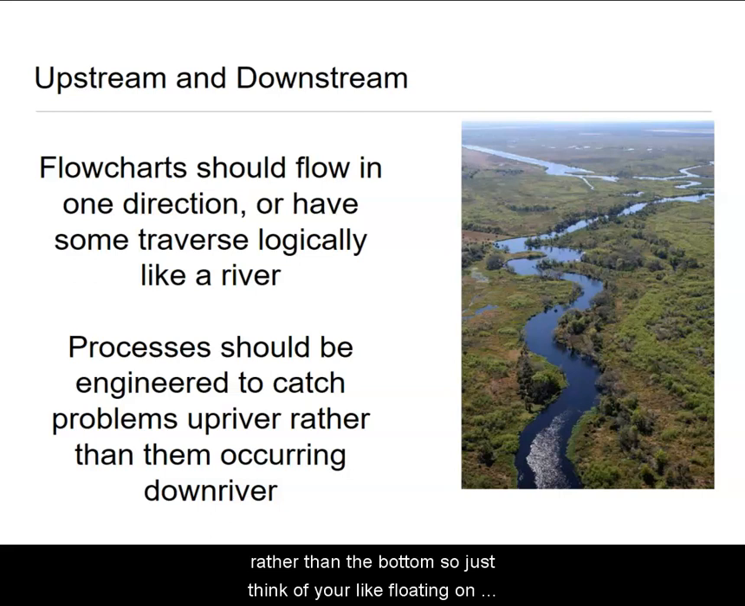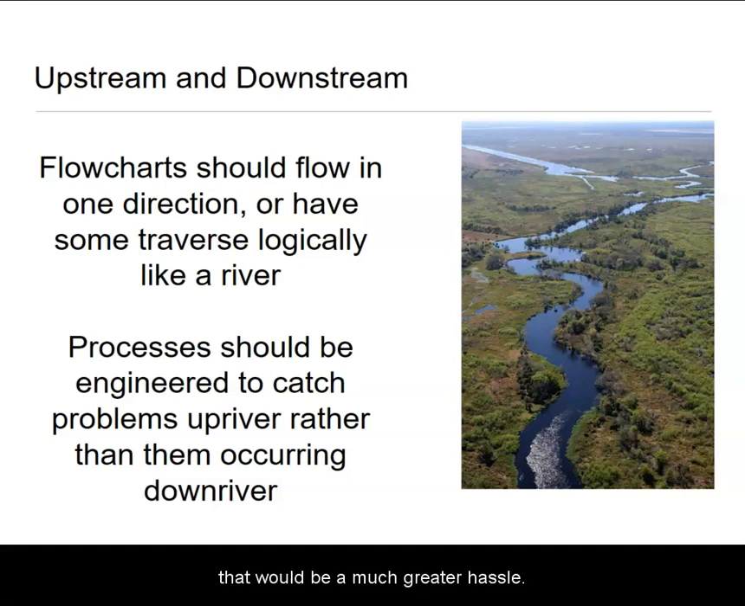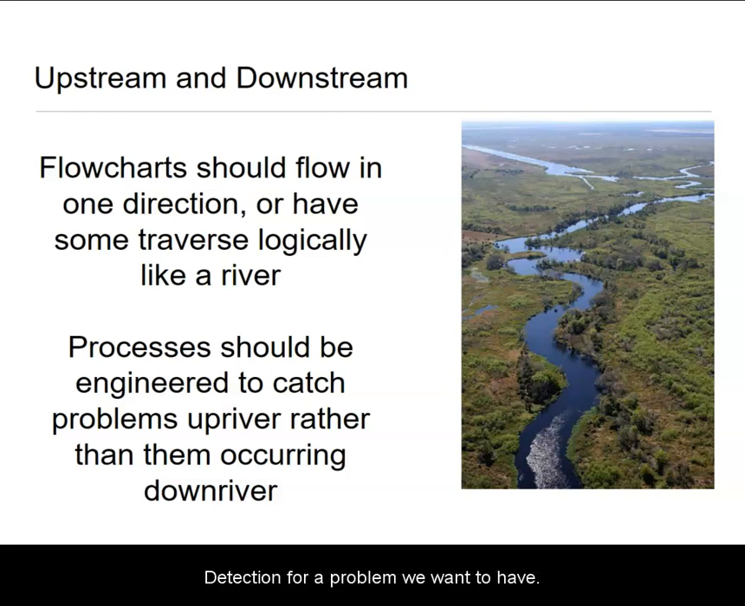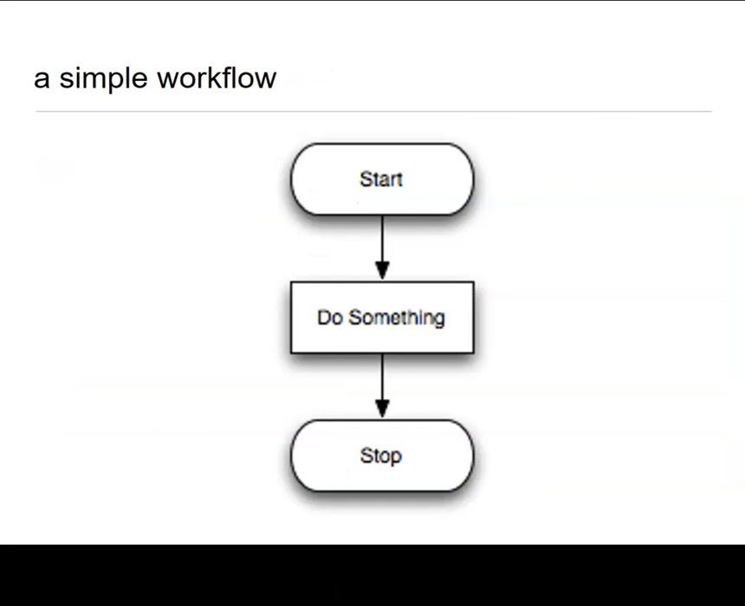So just think, if you're floating on the Sacramento River and you forgot your keys 15 miles down the river, that would be a much greater hassle than if you just found them right at the start of the river rafting trip, right when you got on the boat. So when we're engineering our processes, any type of potential detection for a problem, we want to have that upstream. Here's a simple workflow: start, do something, and then stop.